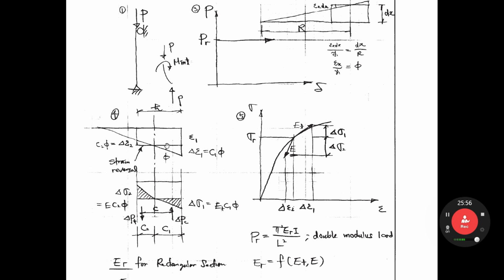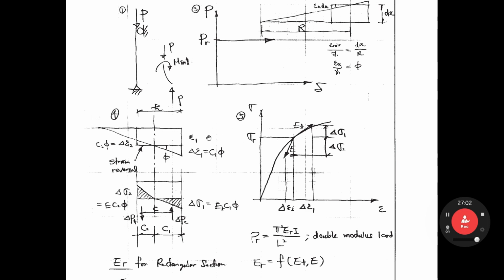You know, this angle is curvature. So delta epsilon 1 equals this C1 times curvature, because of small deflection theory. This is C1 times curvature, this one, delta epsilon 1. This delta epsilon 2 equals C2 times curvature, delta epsilon 2, due to small deformation theory. Okay, this is a bifurcation approach. So it is still small displacement theory.